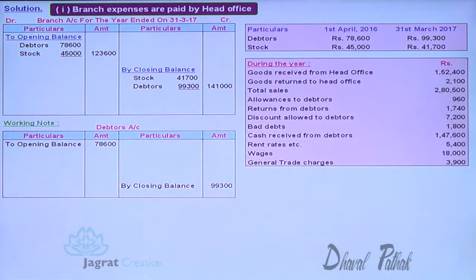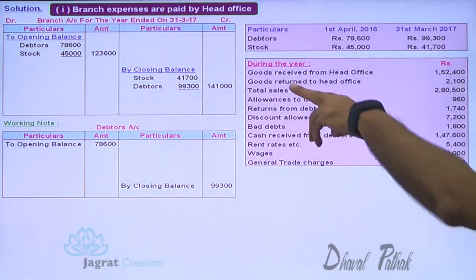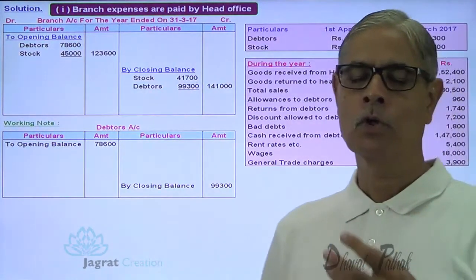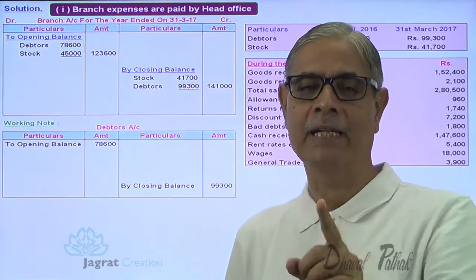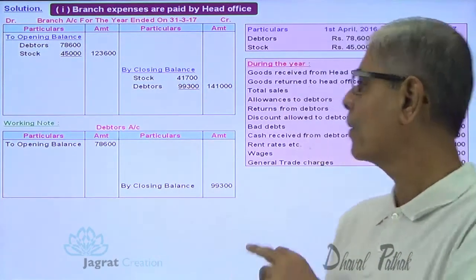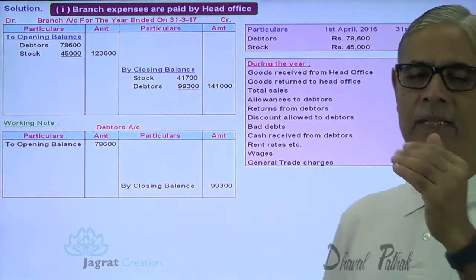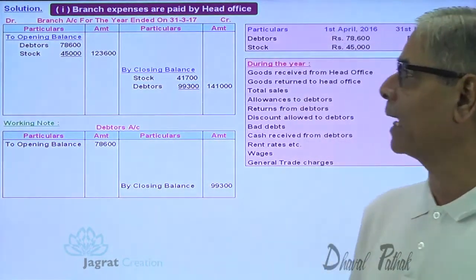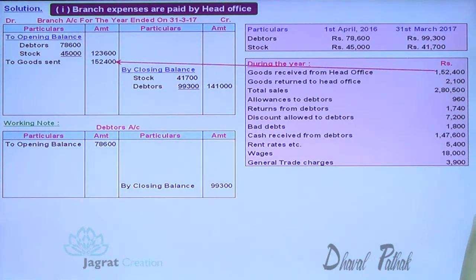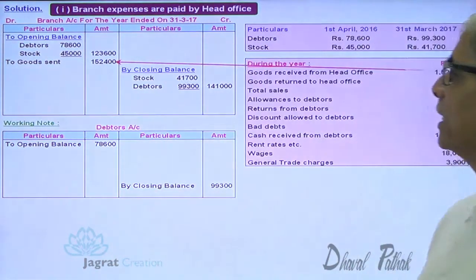Now these are the transactions during the year. Goods received from HO. This account is prepared in the books of HO. Remember, the branch account is prepared in the books of HO. Goods received from HO means goods sent to the branch. Branch is the receiver. Debit the receiver. Branch account debit to goods sent to branch account credit. So here the branch account is debited.